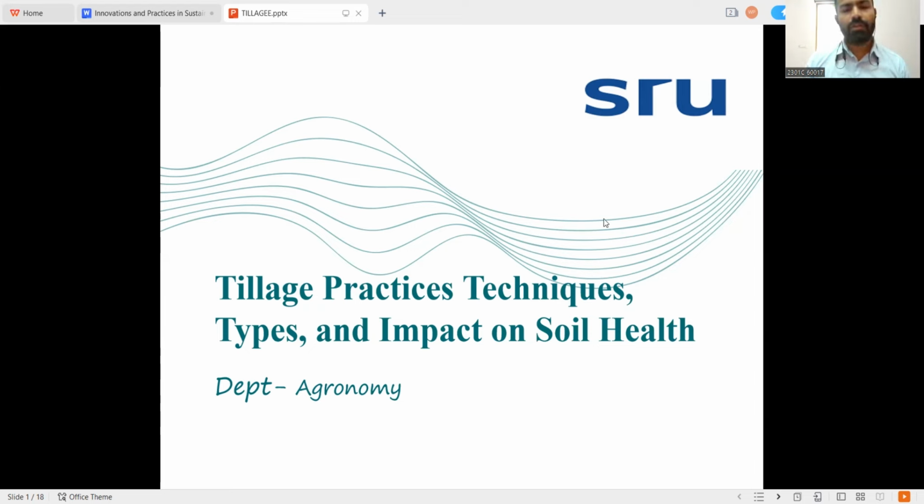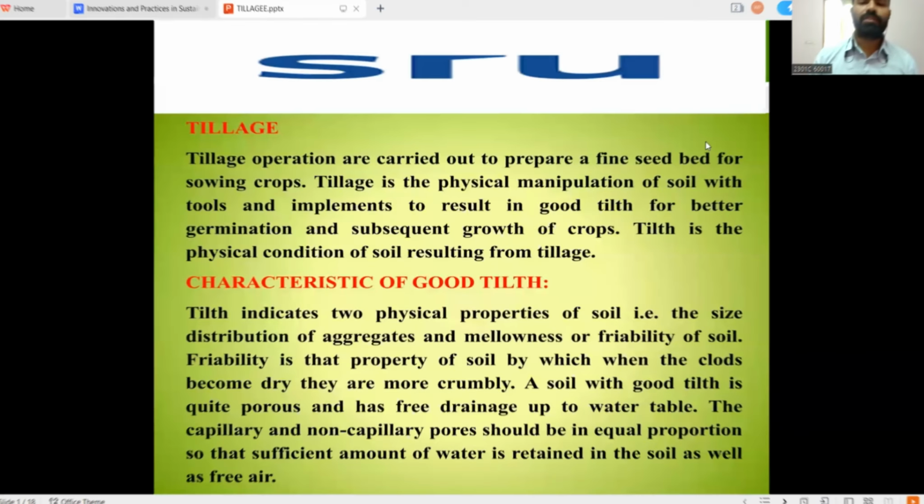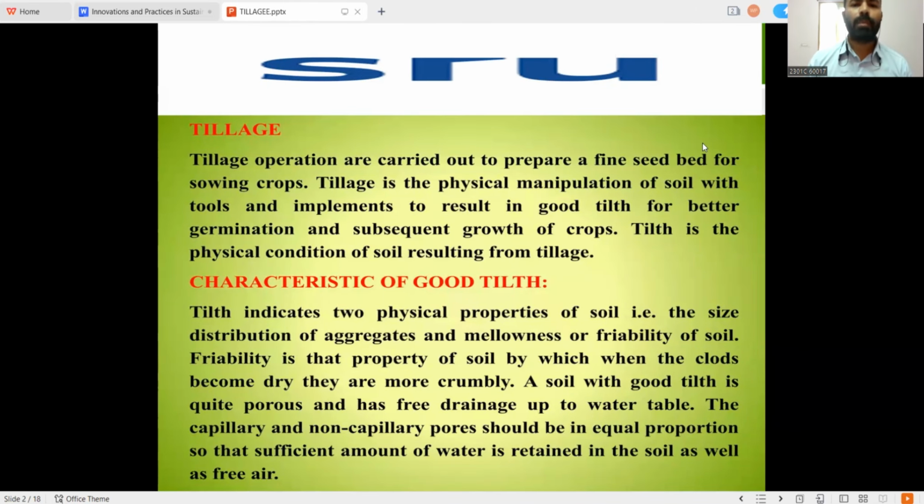Today, we are going to see about what are tillage practices, techniques, types, and impact of it on soil health. So, next is tillage. Tillage is an operation that is carried out to prepare a fine seed bed for sowing of the crops. Means what? Tillage is an operation that we are doing for the preparation of seedbed, for sowing of the crops.